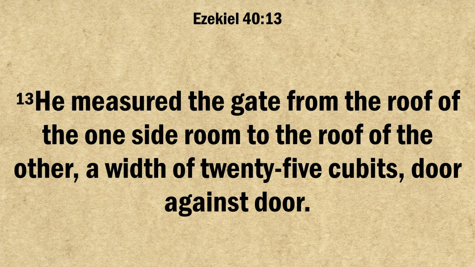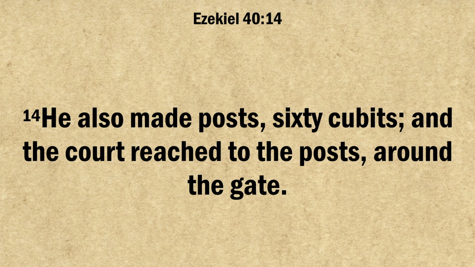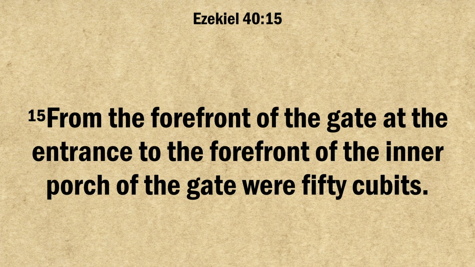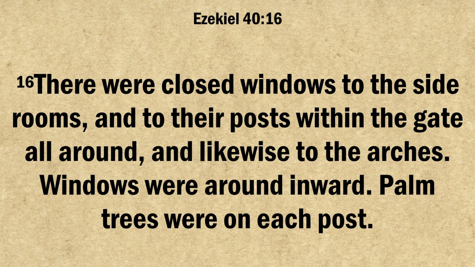He measured the gate from the roof of the one side room to the roof of the other, a width of 25 cubits, door against door. He also made posts, 60 cubits, and the court reached to the posts, around the gate. From the forefront of the gate at the entrance to the forefront of the inner porch of the gate were 50 cubits. There were closed windows to the side rooms, and to their posts within the gate all around, and likewise to the arches. Windows were around inward. Palm trees were on each post.